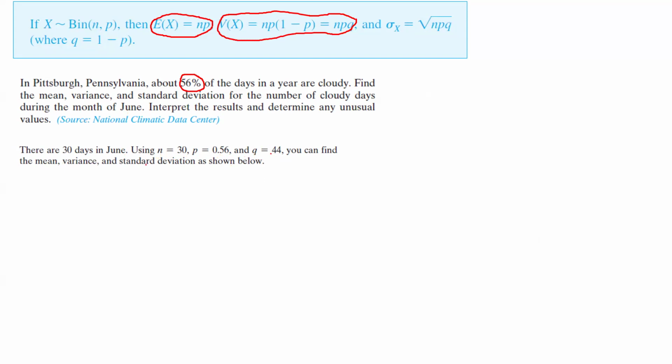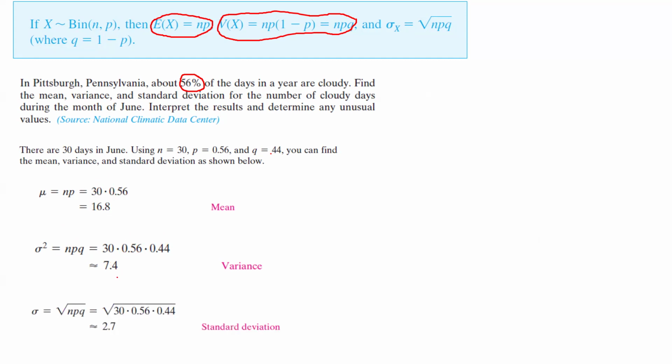You can find the mean, variance, and standard deviation below. The mean or expected value is n times p, which is 30 times 56%, which is 16.8. The variance is npq, which is 30 times 56% times 44%, which is about 7.4. And the standard deviation is the square root of npq, which is about 2.7.